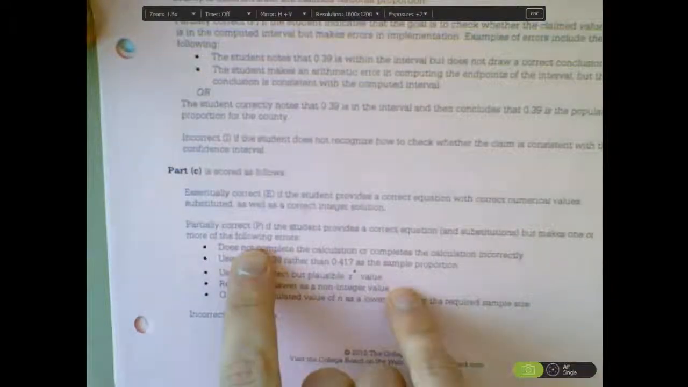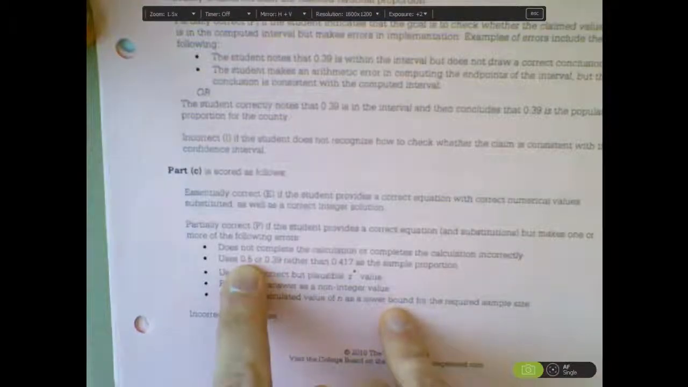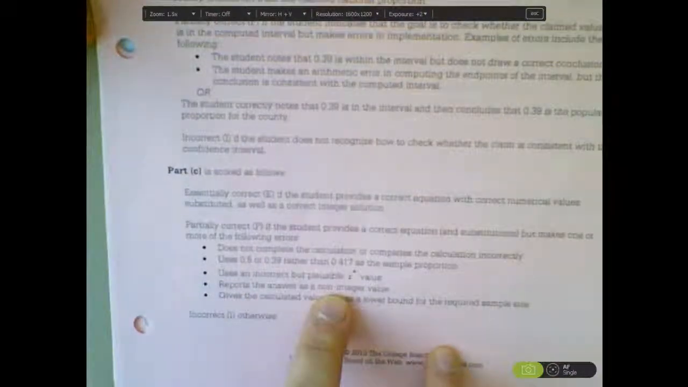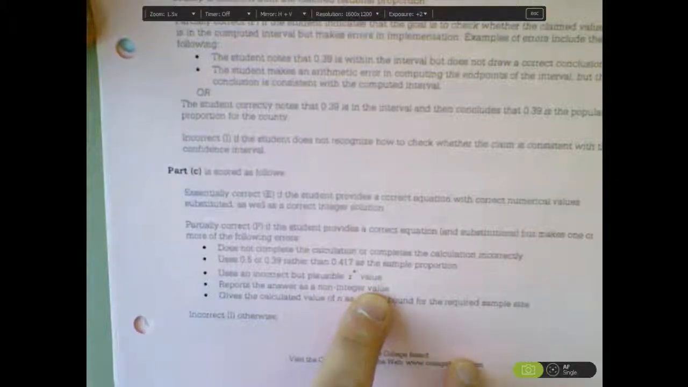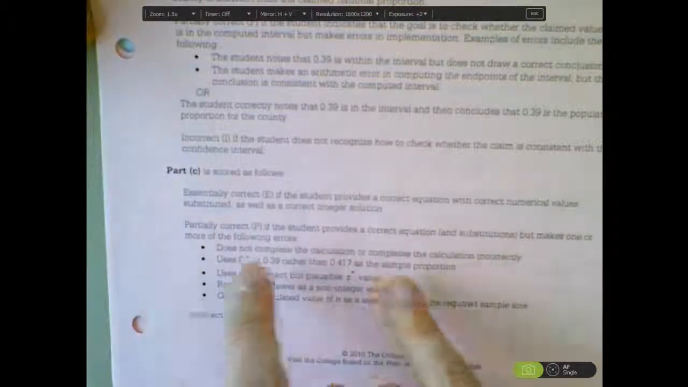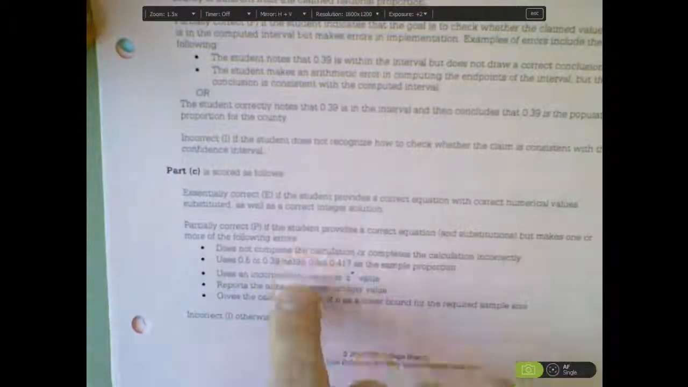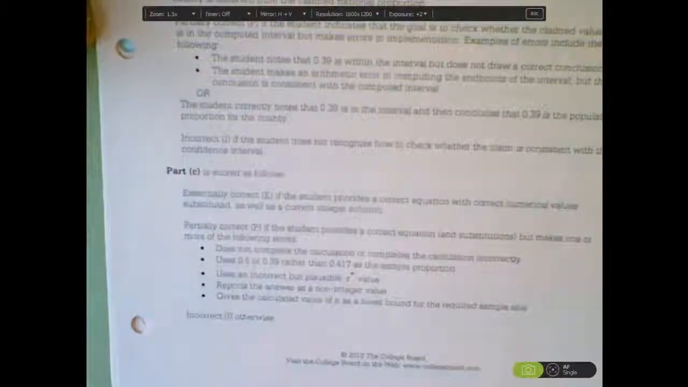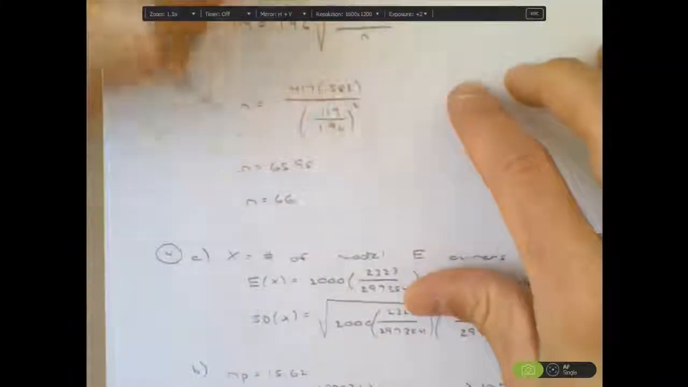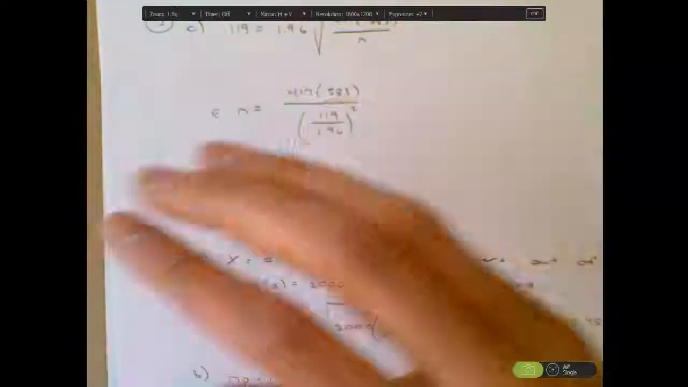So scoring provides a correct equation with correct values substituted and a correct integer solution. I have that. Partially correct: if you use 0.5 or 0.39 instead, that's a common mistake, or you have a non-integer answer. Common mistake. Those are the 2 most common mistakes. If you're making 2 of these mistakes, it's an I. It's immediately going to be an I. Okay, I've done those 3 things. That's going to be an E.